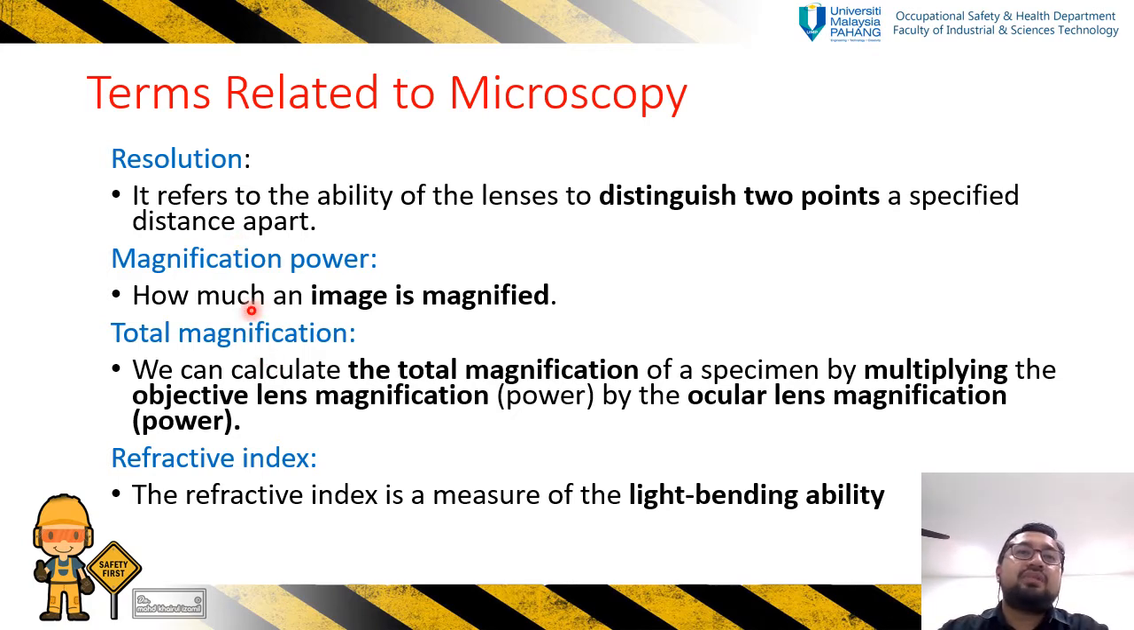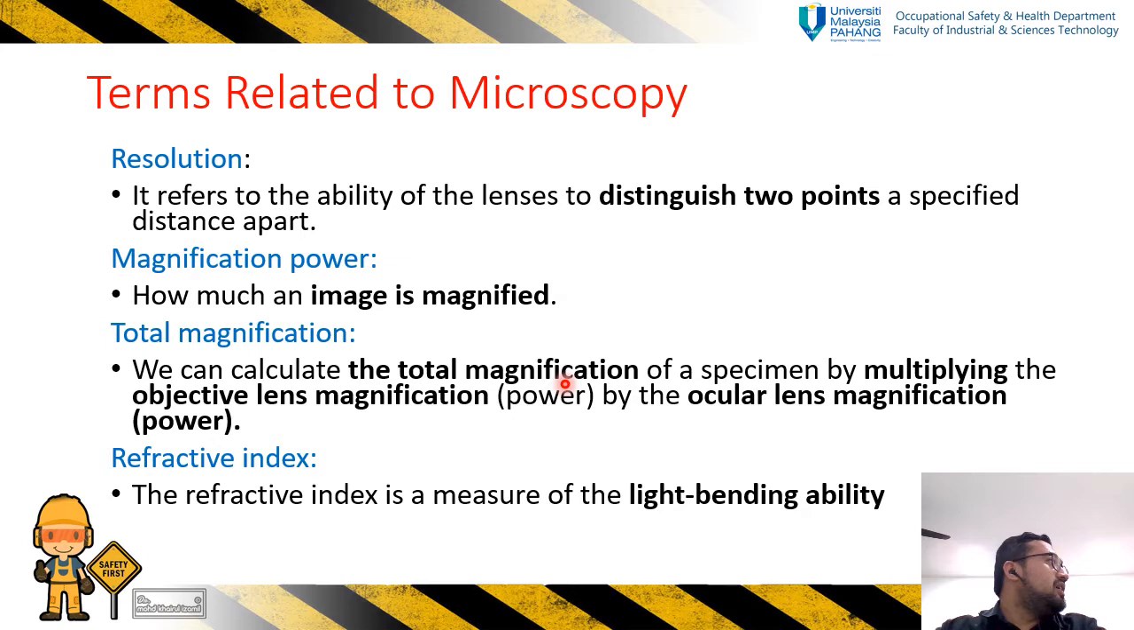Okay, magnification power is how much an image is magnified. Total magnification is how we calculate the magnification. We can calculate the total magnification of a specimen by multiplying the objective lens magnification, which we call power, by the ocular lens magnification. This one is very important. Sometimes there may be a question that asks what the total magnification is and how to calculate that. They give data as an example, and then you have to state the total.